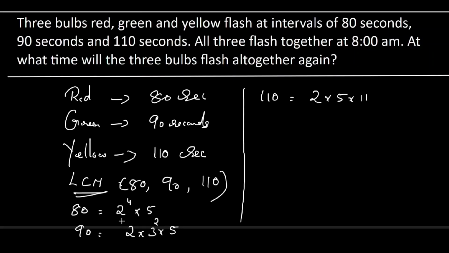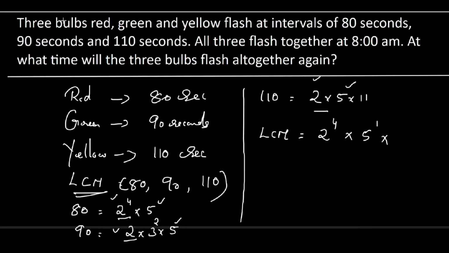The highest power of 2 is 2 raised to the power 4, out of 2 raised to the power 4, 2 and 2. Then multiplied with that. Now for 5 and 5, the highest power is 5 raised to the power 1.